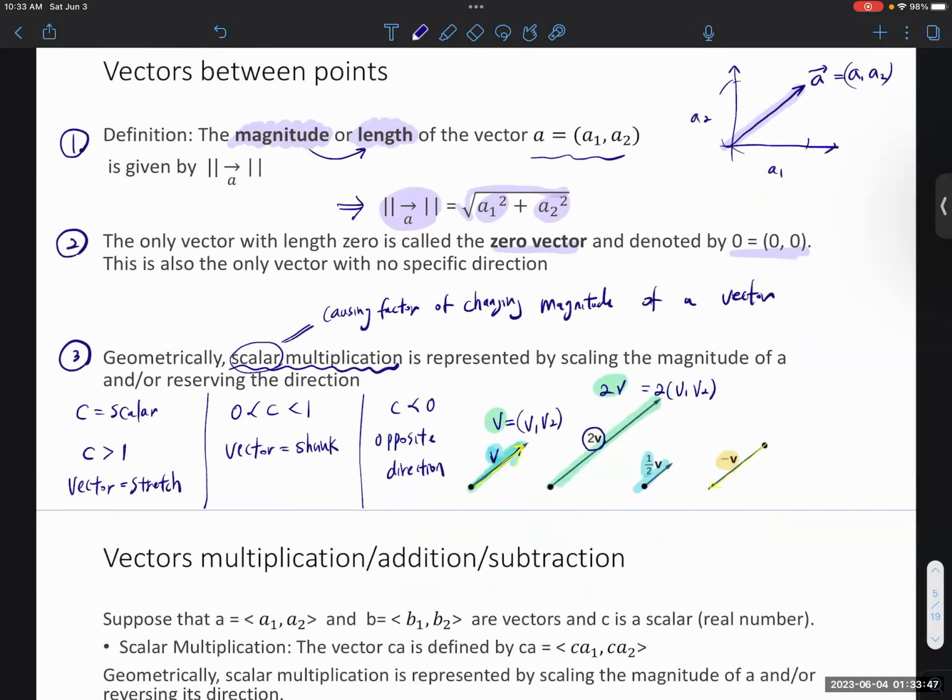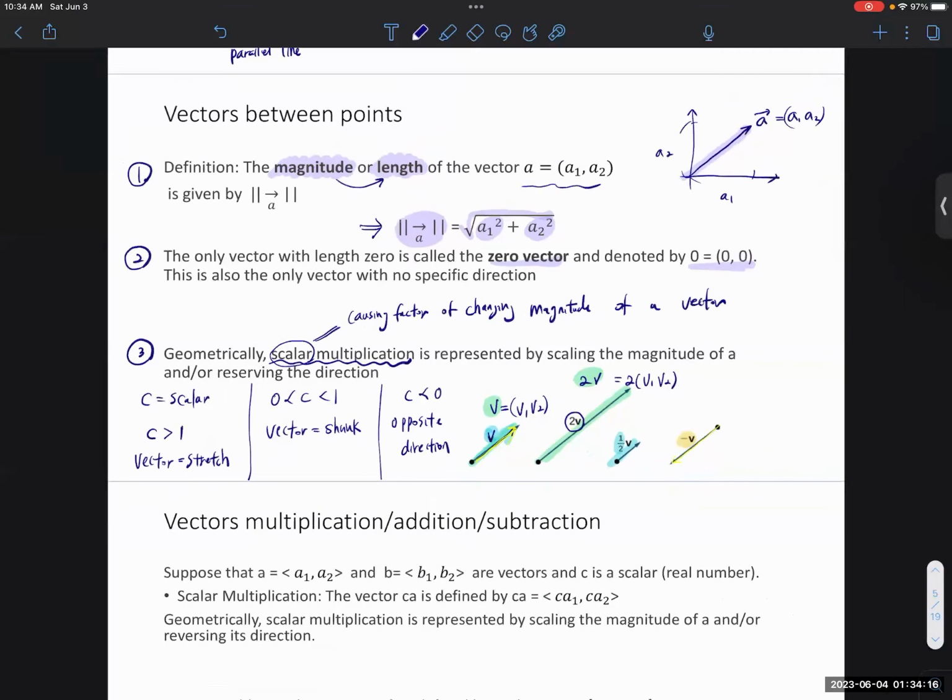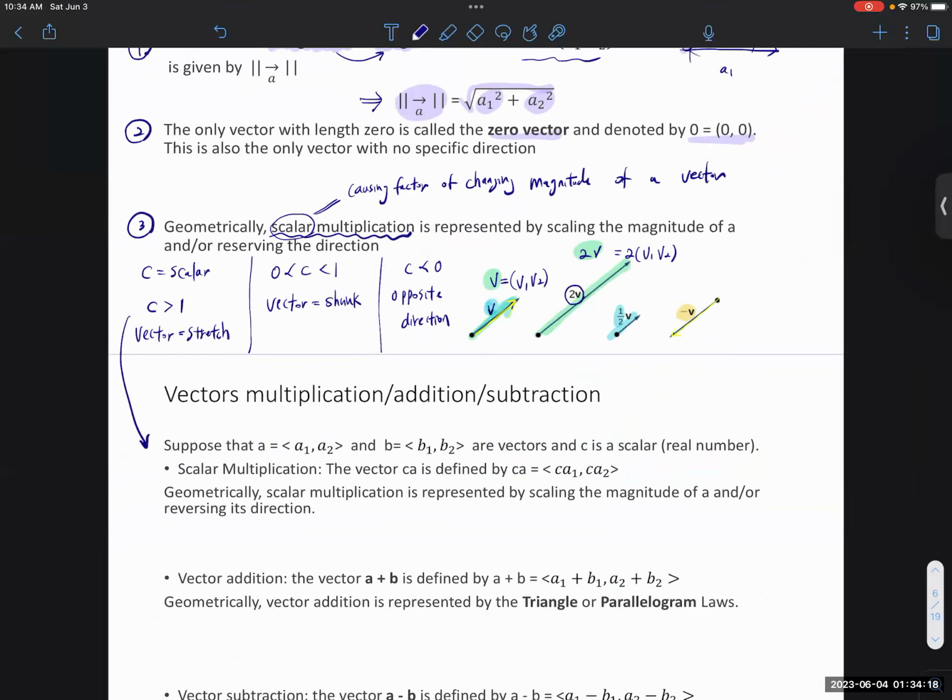Specifically, if you multiply by a number greater than 1, the length is going to be stretched. If your scalar is between 0 and 1, your length is going to be shorter. And if you multiply by a negative number, the length is going to be the same, but the direction of the vector is going to be opposite. So check this characteristic, okay? The next slide is about the same thing.